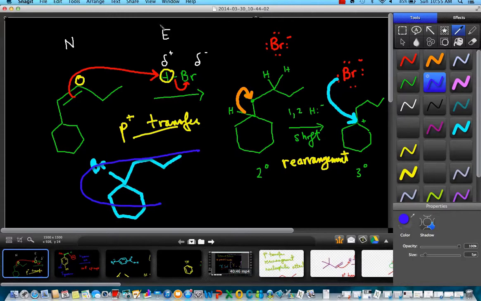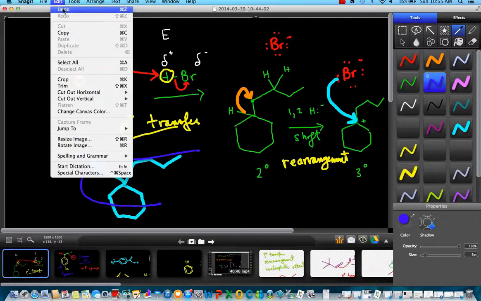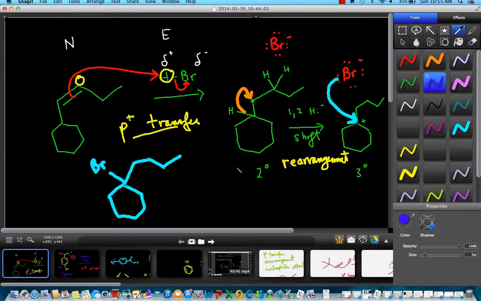Now, let me ask a question. What is this mechanistic step best characterized as? What we did right here. Loss of a, not loss of a leaving group. Oh, you caught yourself. That's good. It's not loss of a leaving group. Which step are you talking about? The one where the bromide attacks this carbocation. It's nucleophilic attack. Nucleophilic attack.